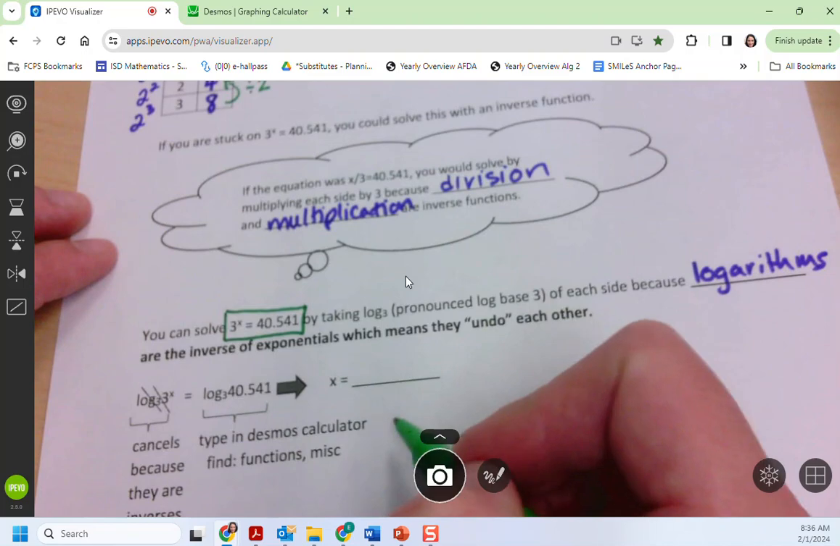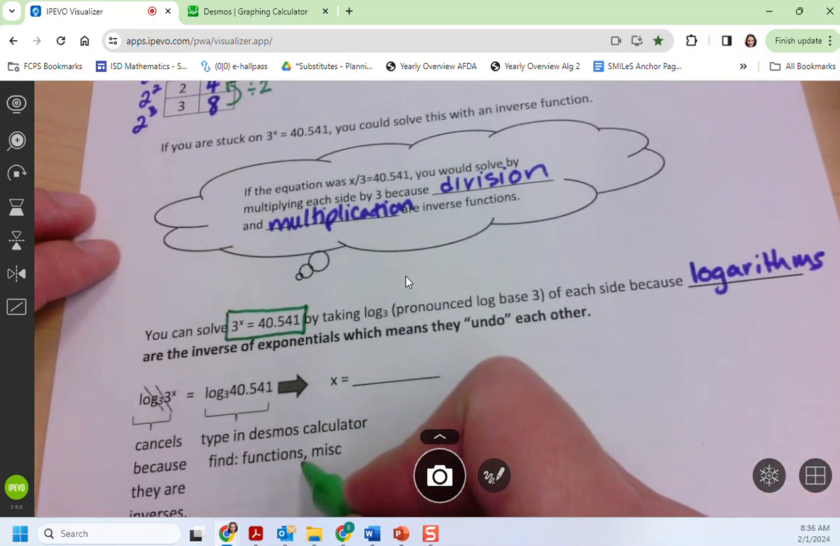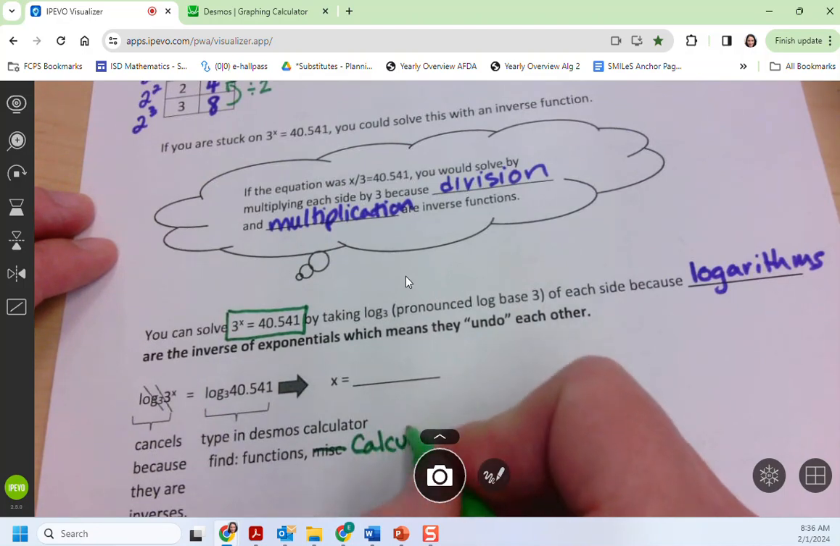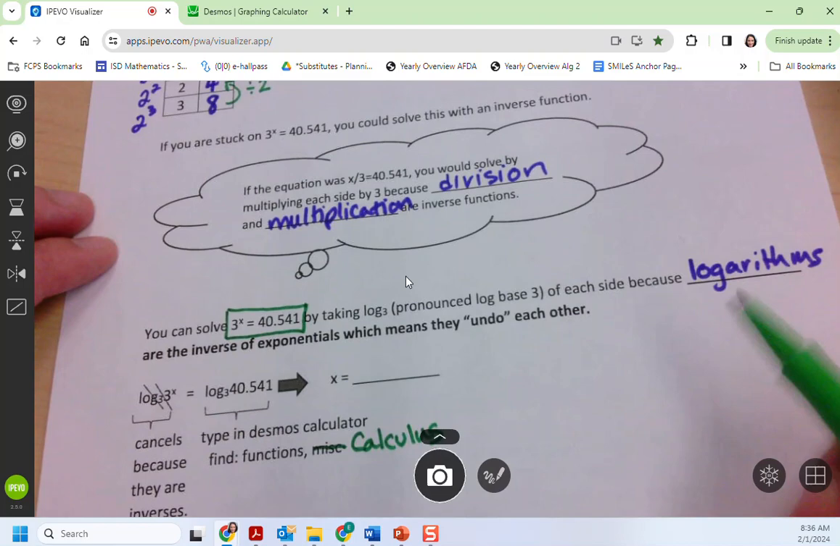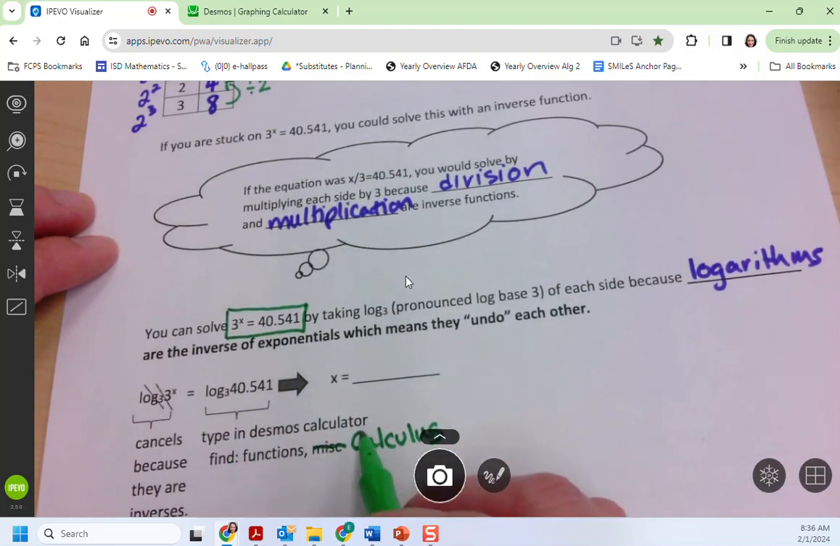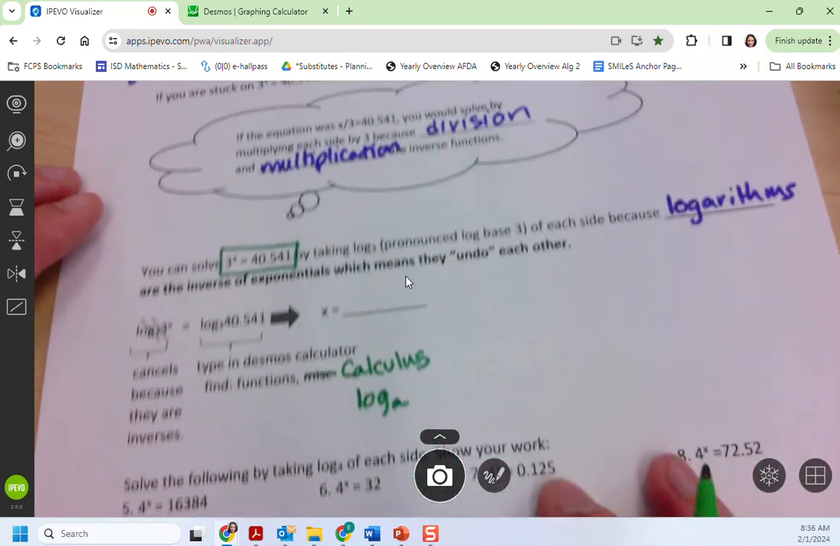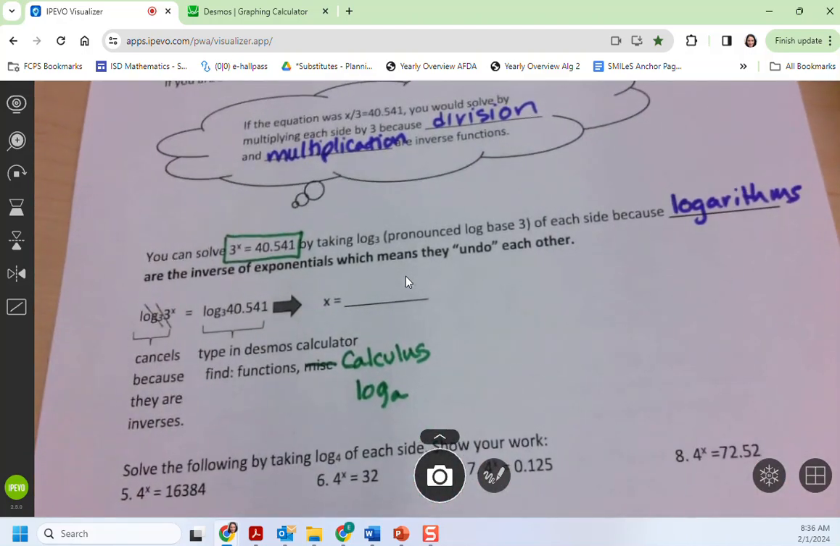In the Desmos calculator, we're going to go into the functions menu, and it's actually not in miscellaneous. It's in the calculus menu. I told you we were doing smart things today. Okay? So we're going to go into the Desmos calculator, find the button that says functions, scroll down to calculus, and look for log base A. This is the button that we're going to look for. Okay? So we're going to do that right now.